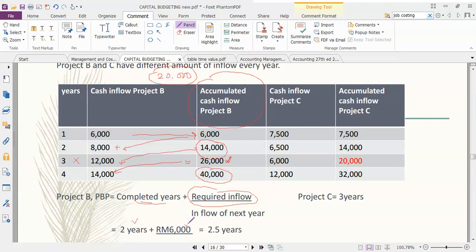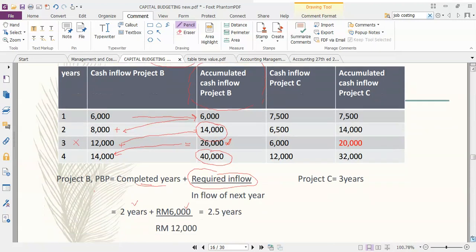Okay, required inflow 6,000 in order to complete 20,000, and then the inflow of the next year, which is the third year. How much is our inflow for the third year? Okay, cash inflow, not accumulated. Please remember that. We will choose the cash inflow for the next year, that is the third year. That's 12,000. After that you will get 2.5 years. 6,000 divided by 12,000 is 0.5.